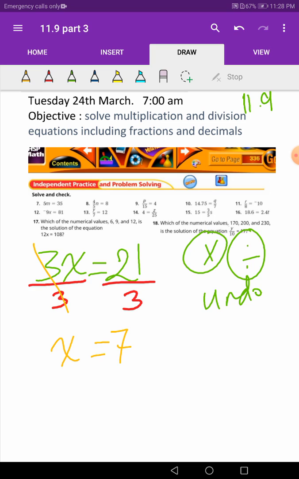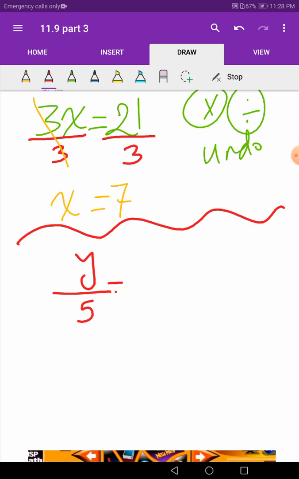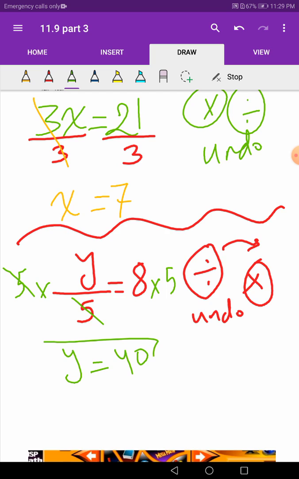And also we mentioned when you have a division equation, like y divided by 5 equals 8, to undo the division, you need to use multiplication. So I'm going to multiply both sides by 5. So 5 up and 5 down will cancel each other. We have y left, and 8 times 5 is 40. And that's it.